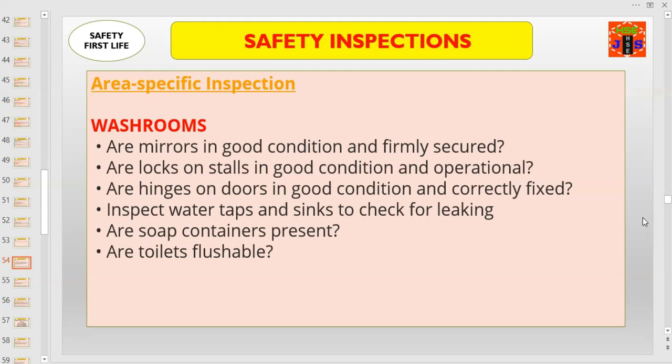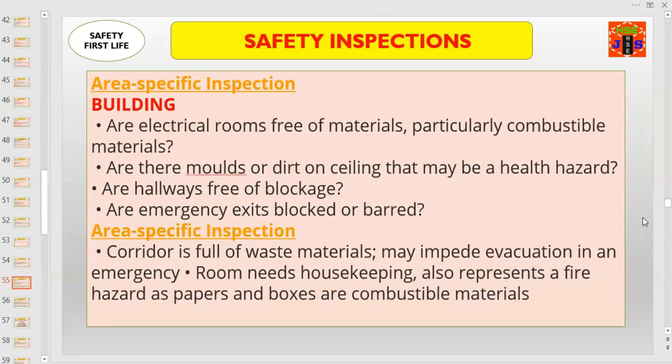Are soap containers present? Are toilets flushable? Are the washing facilities well lit, clean, and maintained? Are electrical rooms free of materials, particularly combustible materials? Are there molds or dirt on ceiling that may be health hazard? Are hallways free of blockage? Are emergency exits blocked or barred?